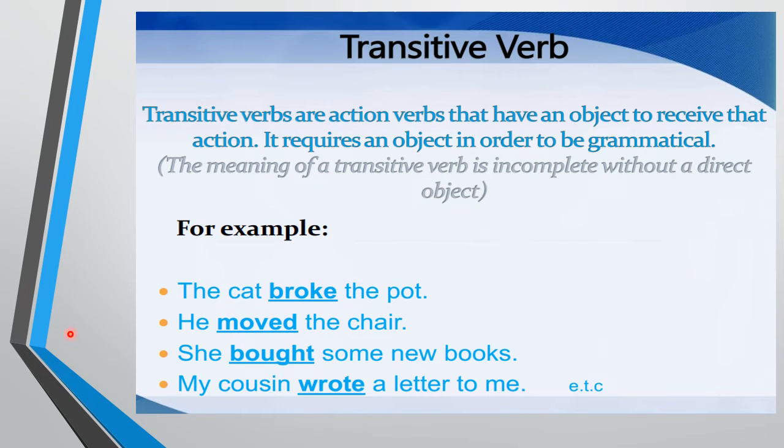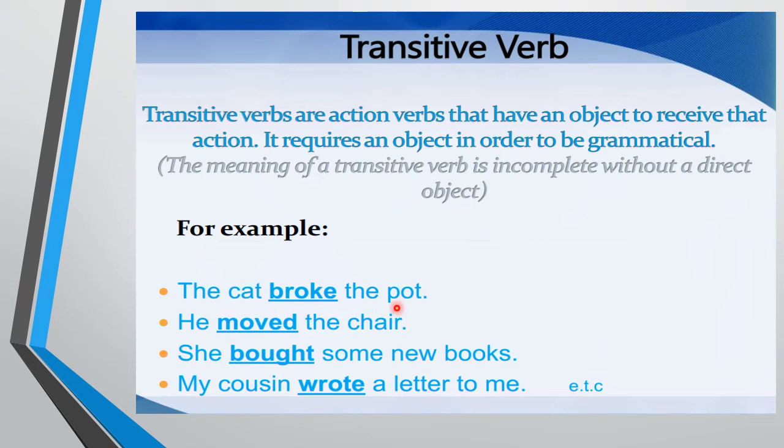Next kind is transitive verb. Transitive verbs are action verbs that have an object to receive that action. Basically, it requires an object in order to be grammatical. The meaning of a transitive verb is incomplete without a direct object. Let me give you a few examples.